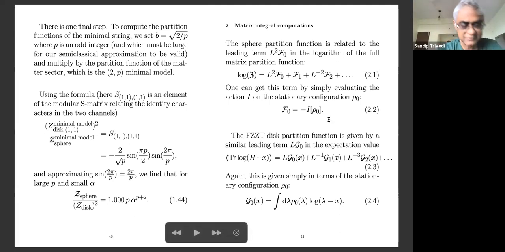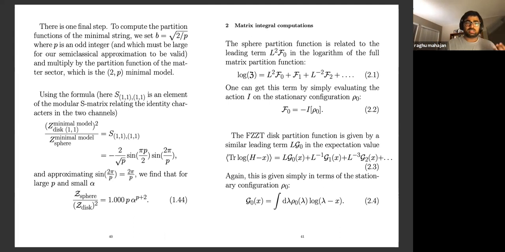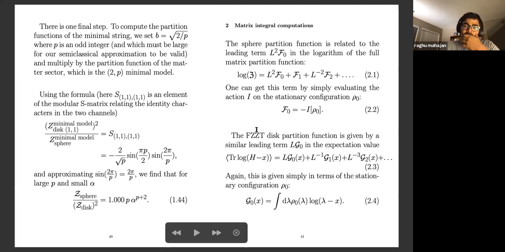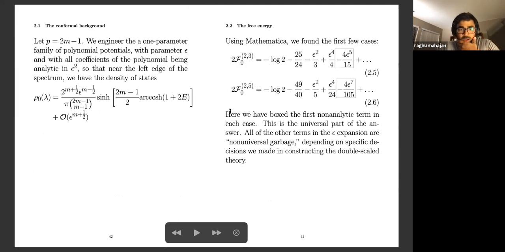Thank you. And the way we do these integrals is, you first get rid of all the U's, the unitaries, just go to the eigenvalue basis. But further, there are subtleties associated to this double scaling limit. But anyway, let me just say for the sphere, first, you have to engineer a one-parameter family of potentials. And this is a one-parameter family for each P. This parameter is epsilon, which controls the double scaling limit. So you have to go to the epsilon goes to 0 limit at each P.